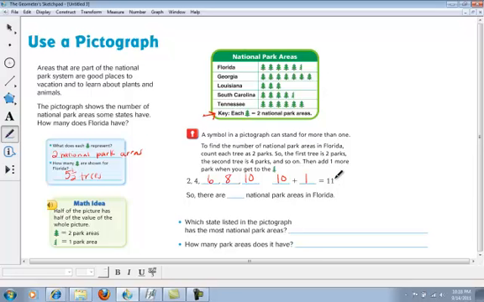And so that gives us a total of 11. So there is a value of 11 parks. So there are 11 national park areas in Florida. Now let's look at these 2 questions down here.